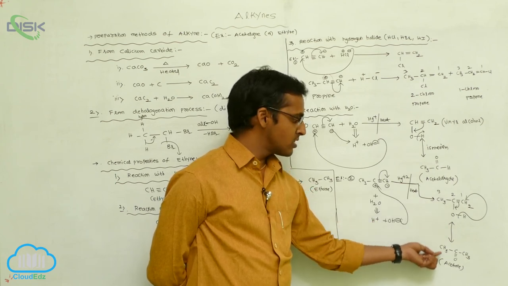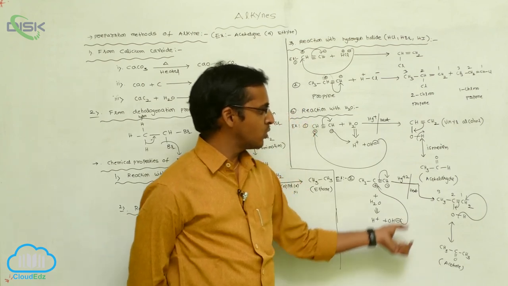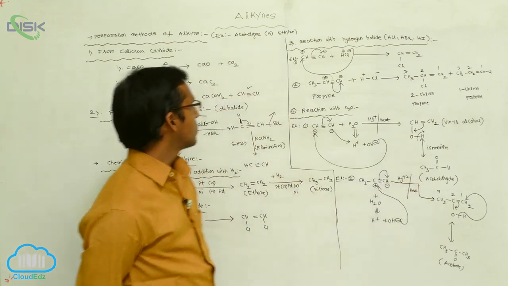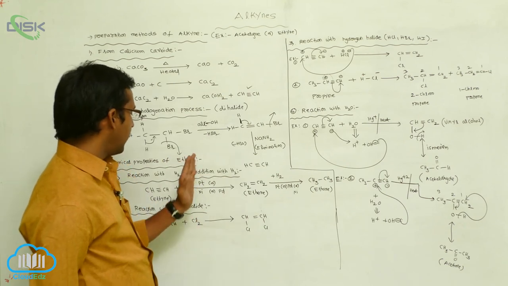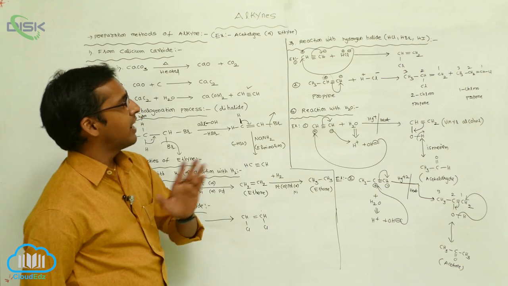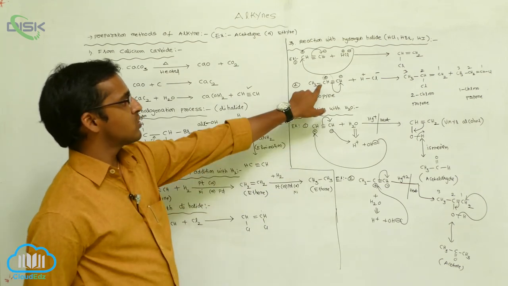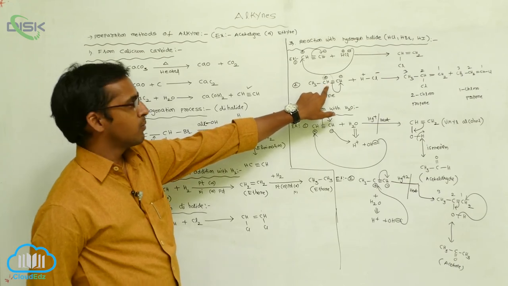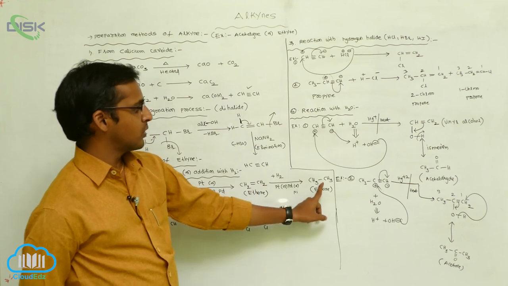It shows isomerism with acetone. This is your ketone functional group. This is your aldehyde functional group. So regarding chemical properties of alkynes, we mainly discuss addition reactions. So electrophilic addition reaction takes place, because this is your electrophilic center. The triple bond is converted to double bond, and finally the double bond is converted to single bond.